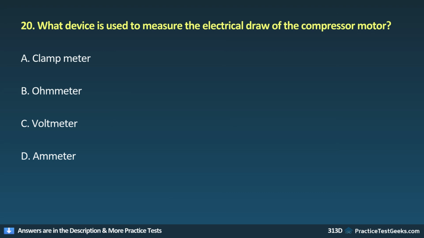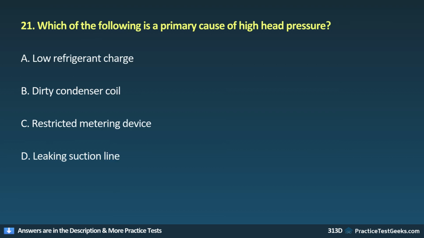20. What device is used to measure the electrical draw of the compressor motor? A. Clamp meter. B. Ohmmeter. C. Voltmeter. D. Ammeter. 21. Which of the following is a primary cause of high head pressure?